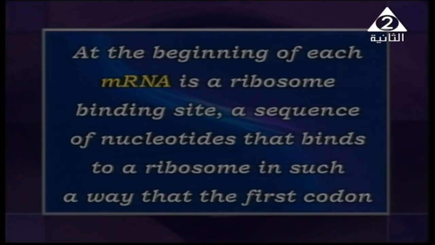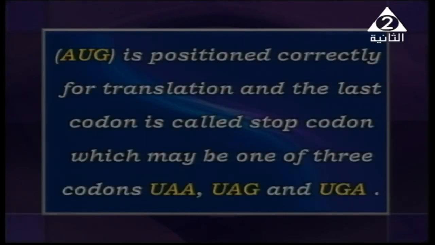At the beginning of each mRNA is a ribosome binding site. The ribosome binding site is a sequence of nucleotides that bind to a ribosome in such a way that the first codon AUG is positioned correctly for translation, and the last codon is called the stop codon, which may be one of the three codons UAA, UAG, and UGA.